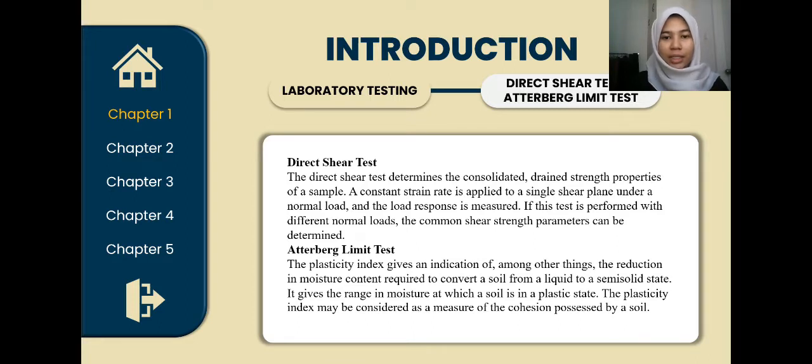Atterberg limit test. The plasticity index gives an indication of, among other things, the reduction in moisture content required to convert a soil from a liquid to a semi-solid state. It gives the range of moisture in which a soil is in a plastic state. The plasticity index may be considered as a measure of the cohesion possessed by a soil.